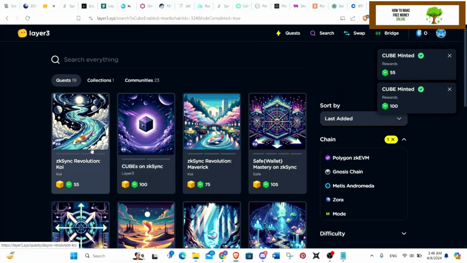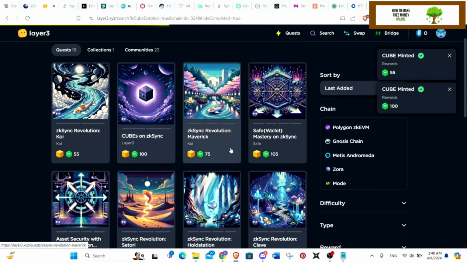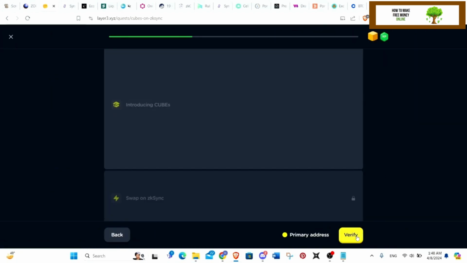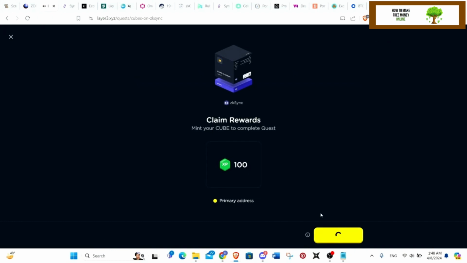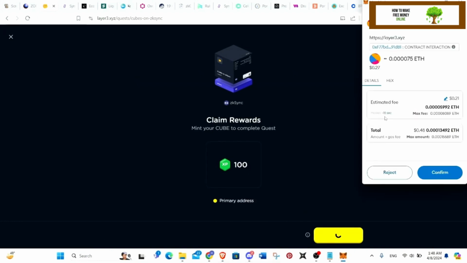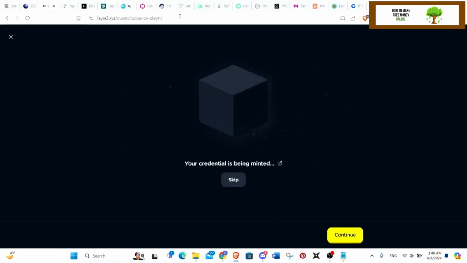Cubes on ZK Revolution. This is going to be something with NFT, so I'm going to have to pay much. What is Koi actually? Let's see, layer 3 would have something. Introducing, continue. Verify, swap on ZK Sync. Make any transaction on ZK Sync. We did the transaction, so we have it. See, just by completing one or two, we are farming it because we are paying gas fees, so it's going to be one or two transactions, and I'm going to prove it to you.